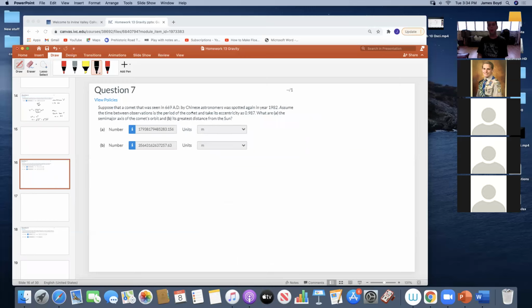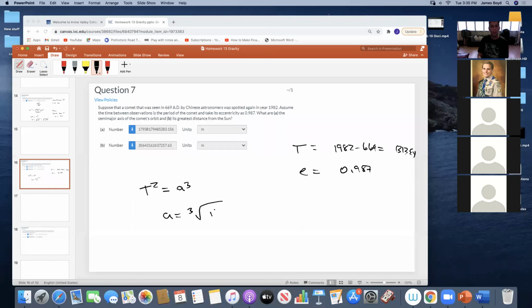This problem is another Kepler one. I actually like this problem. The period is the difference in those years. So it's 1982 minus 1969, or 13 Earth years. We know the comet's going around the Sun and we're told that E is 0.987. We want to know the semi-major axis, so we want to know A. We're around the Sun, so we can find A as the cube root of the period squared, or the cube root of 13 squared, which ends up being this big number. This will be in AU, so convert: 1 AU is 1.5 times 10 to the 11th meters. So multiply your answer by 1.5 times 10 to the 11th.